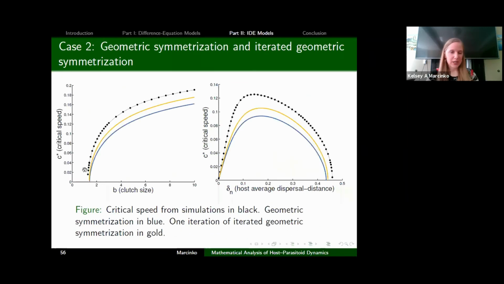The final comparison to show here is that of the geometric symmetrization in blue, and 1 iteration is what I'm showing here of iterated geometric symmetrization. So we do get a tighter bound when we use iterated geometric symmetrization. There is a computational cost, in particular for the Laplace kernel. I can run getting these critical speeds from the geometric symmetrization on a laptop very, very quickly, while the iterated geometric symmetrization takes longer because of increased complexity in the algorithm. But those 2 methods both give us nice lower bounds on the critical speed.